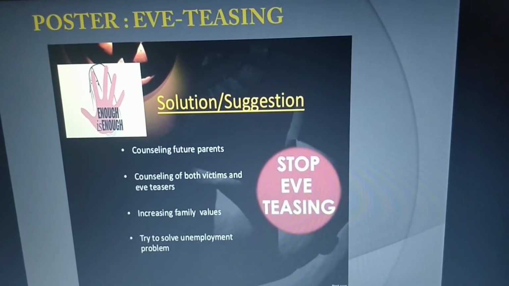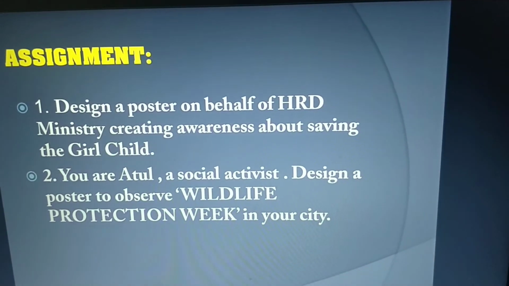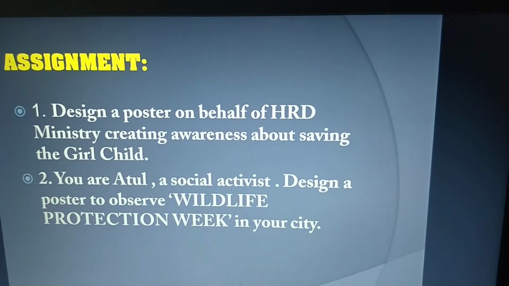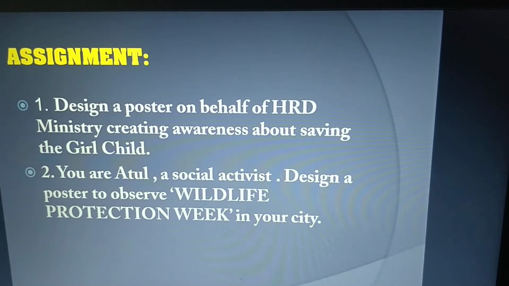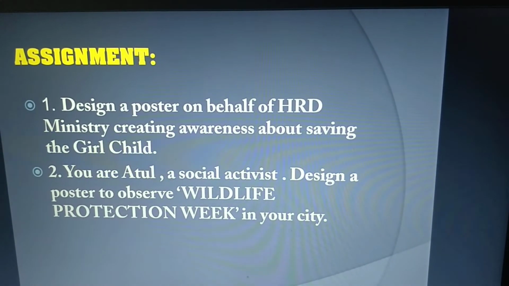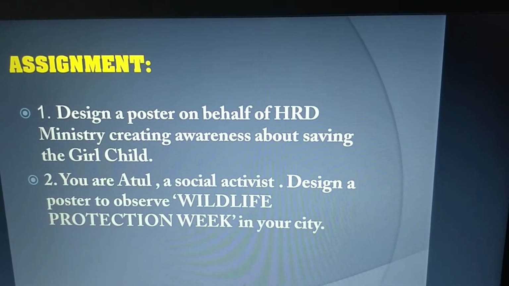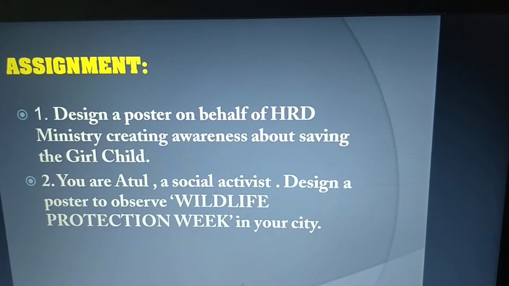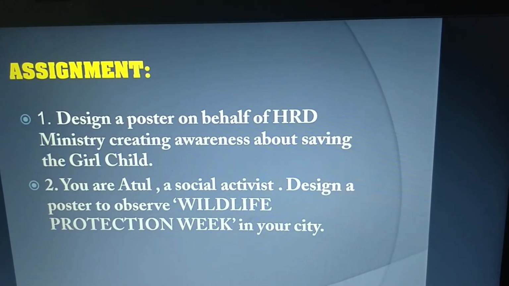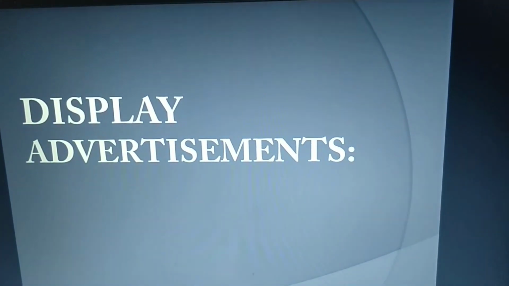stop eve teasing. Fine. And now after knowing so much about posters, there is an assignment for you in which I have given just two questions. First one is design a poster on behalf of HRD Ministry creating awareness about saving the girl child. And the second one is, you are Atul, a social activist, design a poster to observe Wildlife Protection Week in your city.